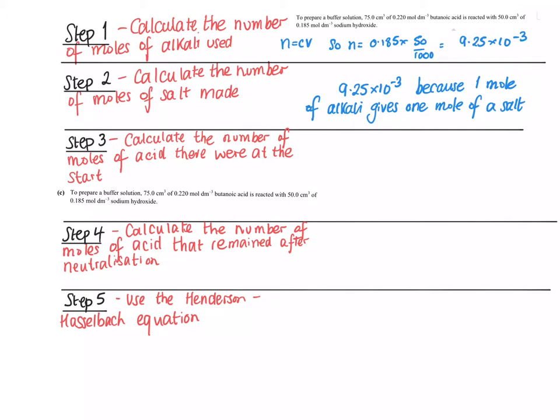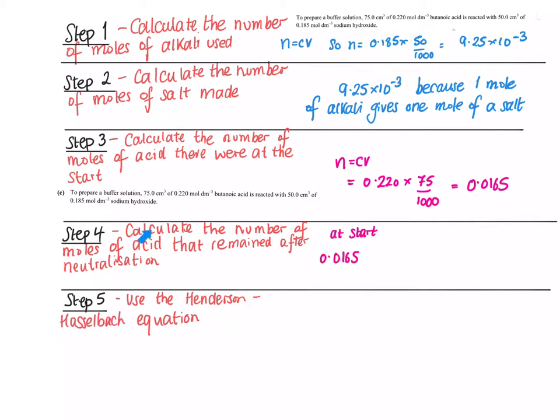The next step is we need to calculate the number of moles of acid that there were at the start, and for this we use n equals CV. So the concentration of the acid was 0.220 moles per dm³. The volume of the butanoic acid was 75 cm³. This is taken from the question. And we divide by 1000 to get it into dm³. So the number of moles of acid that we had at the start is 0.0165.